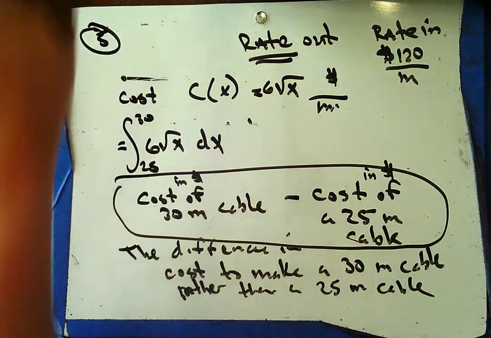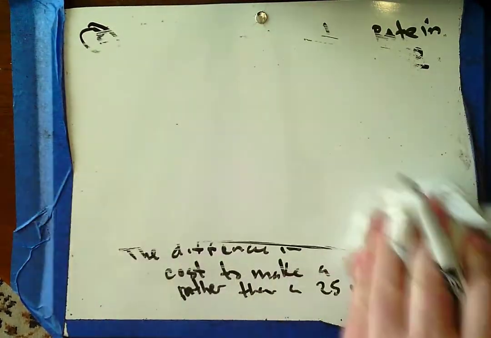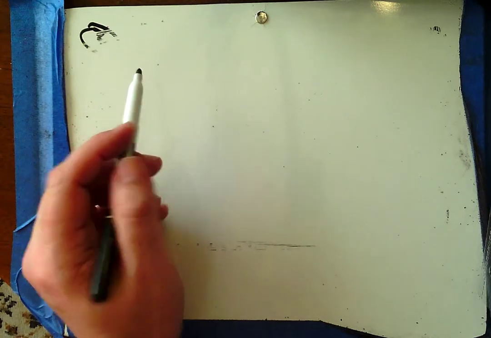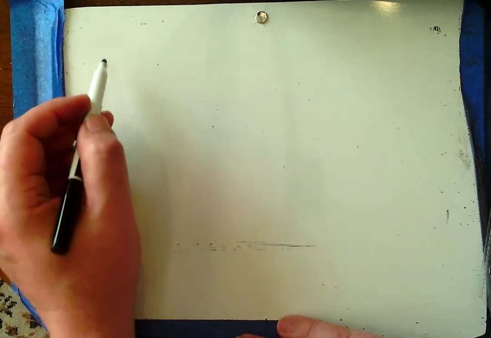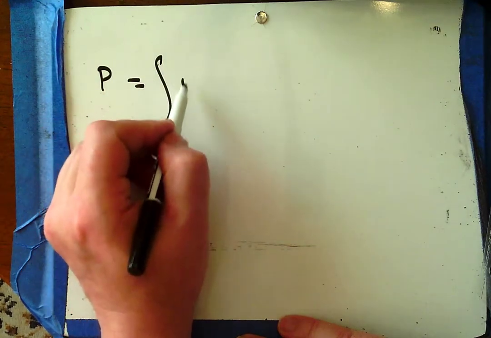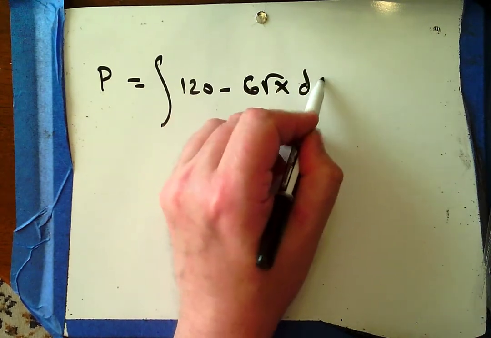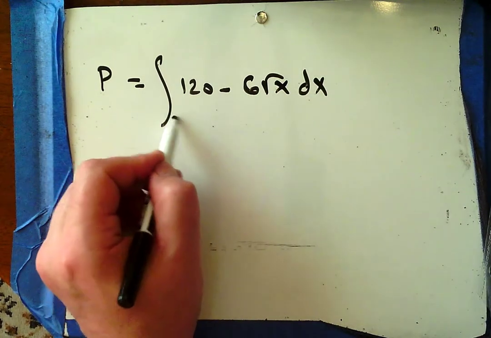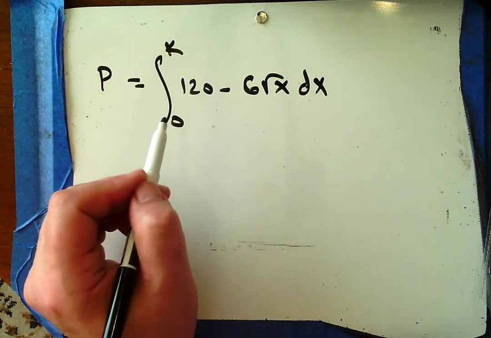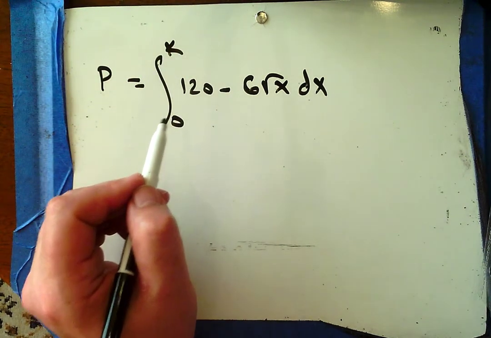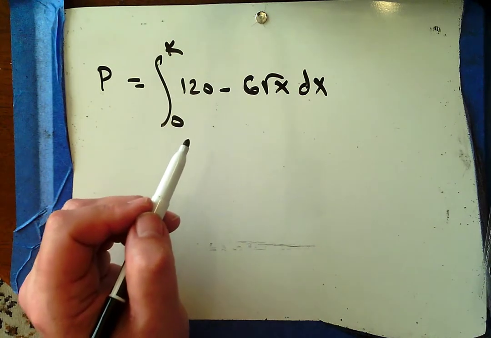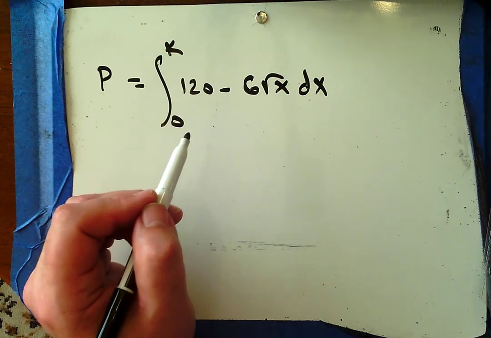Okay, part C. Write an expression involving an integral that represents profit in the sale of cable that is K long. All right, so we know that we can write this profit as the integral of 120 minus 6 square root x dx, and we want from 0 to K. Do we have to do anything beyond that? I don't think so. Write an expression involving an integral that represents profit.